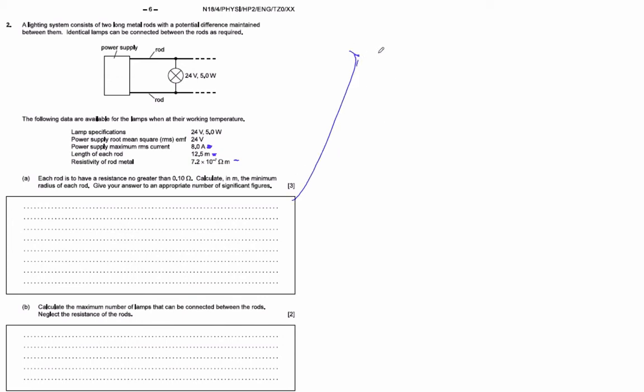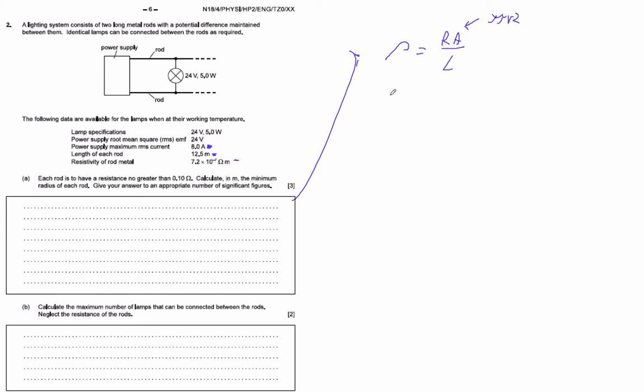So the formula looks like this. The resistivity is the resistance times the area over the length, right? And we're supposed to calculate the radius. So let's assume these rods are circular in cross-section. Do they say that? Well, they say radius, so let's go for it. So the area is pi r squared. What we're going to do is solve this for the area.